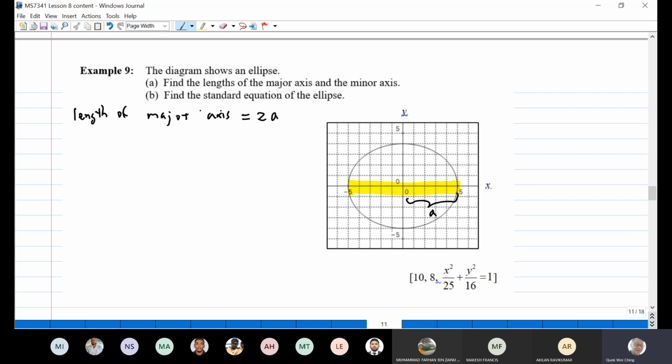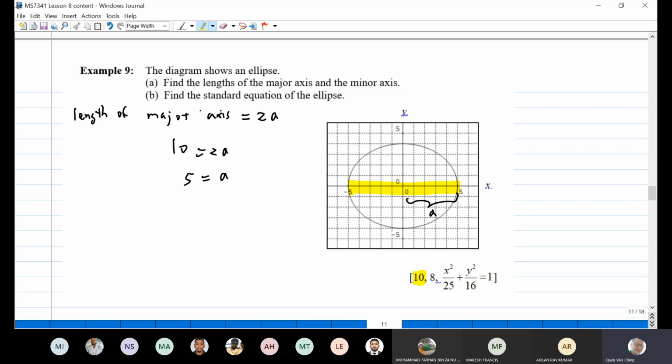And what is that equal to? The total is equal to 10, right? So 2a equals 10, so a equals 5. This is how you find the length of the major axis. We find that the length is 10.